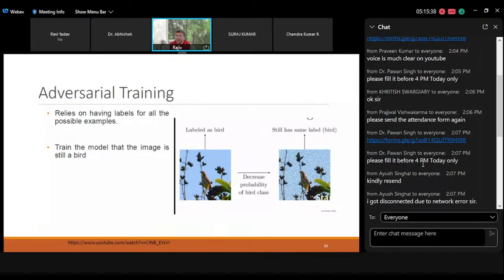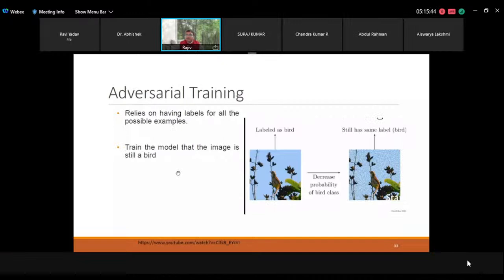That's one thing. So the basic rule here is that it relies on having labels for all the possible examples. If you have any example, label it. Either with high probability or low probability does not matter. But do not forget the labeling.